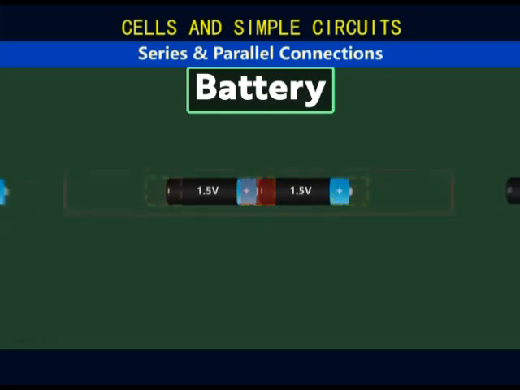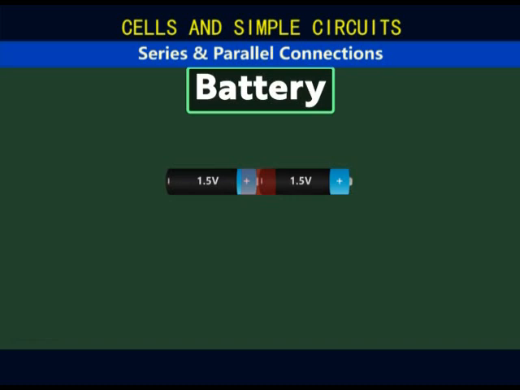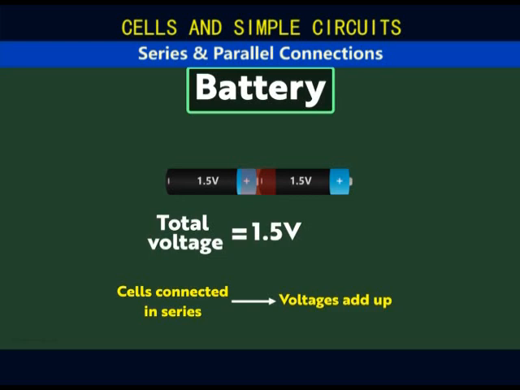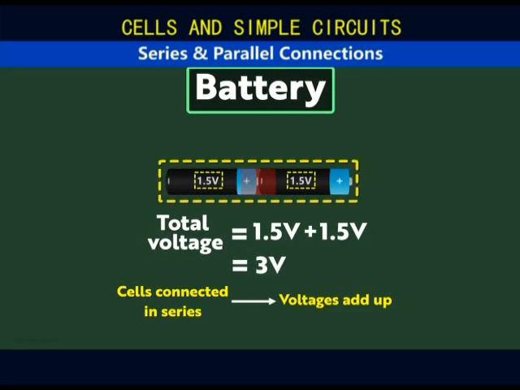So, what will be the voltage of a battery combination of two cells? If the cells are connected in series, then their voltages add up. This means that the voltage of this battery will be 1.5 plus 1.5 volts, the sum of these two voltages, which is equal to 3 volts. So this battery is twice as strong as one individual cell of the battery.